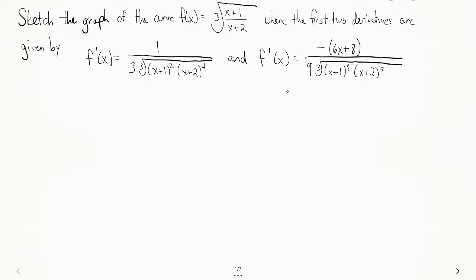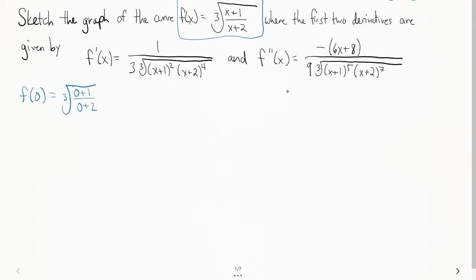Well, first things first, what we should always be able to do right out the gate is find the place where you plug in 0 and what you get. So you'll get the cube root of 1 over 2. Just a reminder, all we did is plug in 0 for the x's, so you get 0 plus 1 over 0 plus 2, where our function f of x is right up here. So this equals the cube root of 1/2.